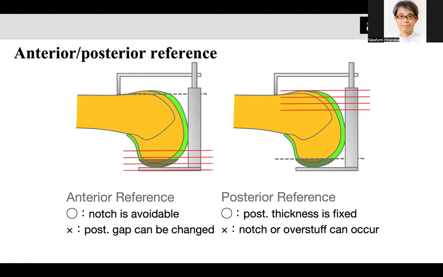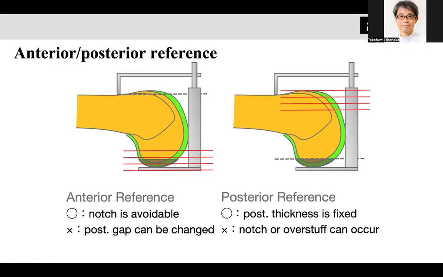If you do the cutting with the proper technique and proper sizing, the notch can be avoided. We can avoid the anterior notch. That is a serious complication that can dramatically increase the risk of postoperative supracondylar fracture. However, the posterior cut thickness can be thicker or thinner. So that is a problem.